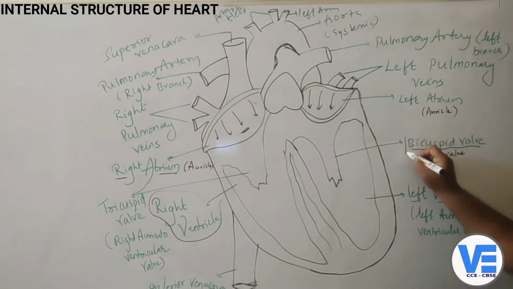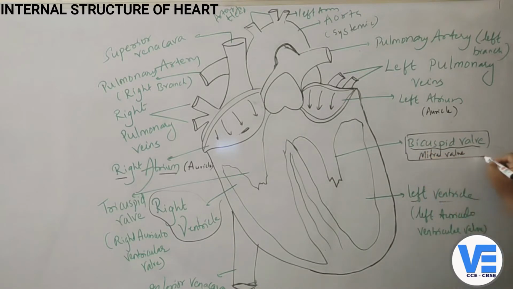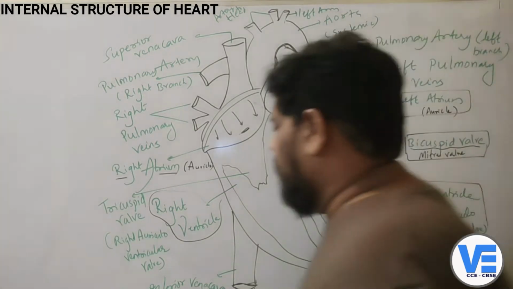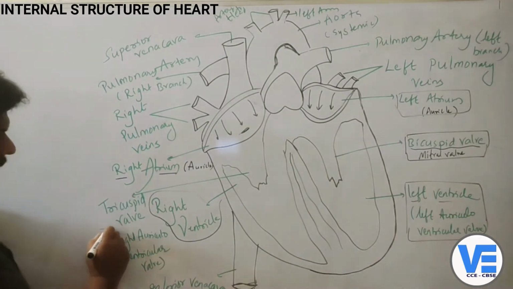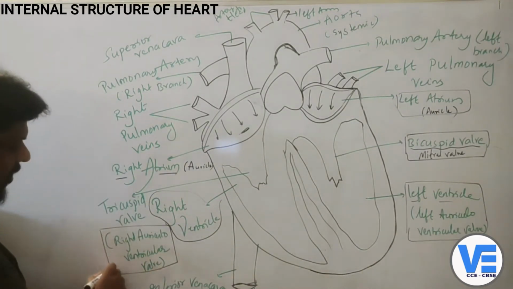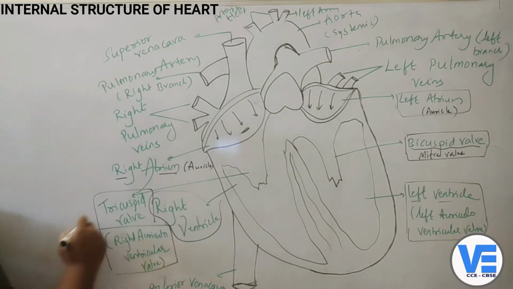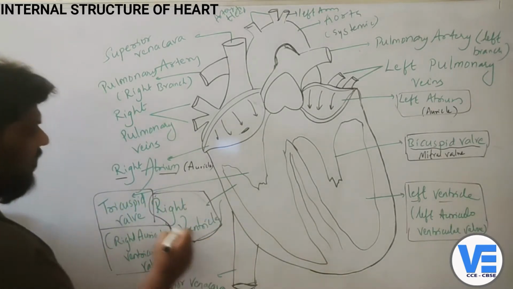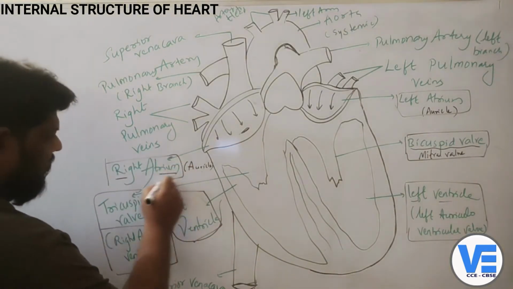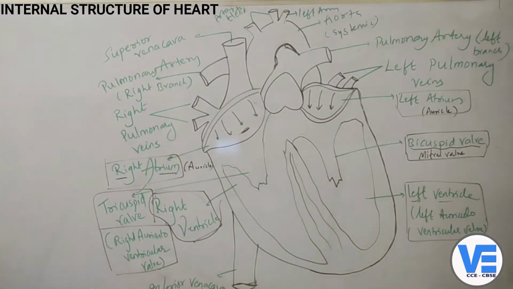Now I'm just trying to put a box around all the parts which we have seen. So now you know what the left atrium, bicuspid valve, left ventricle, right auriculo-ventricular valve, which is also called the tricuspid valve, the right ventricle, and the right atrium are. These are the different parts of the heart which we are going to study.